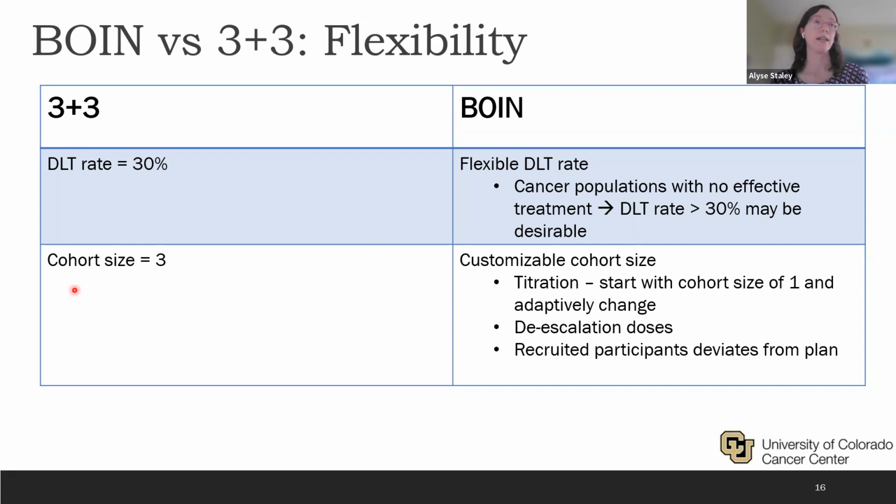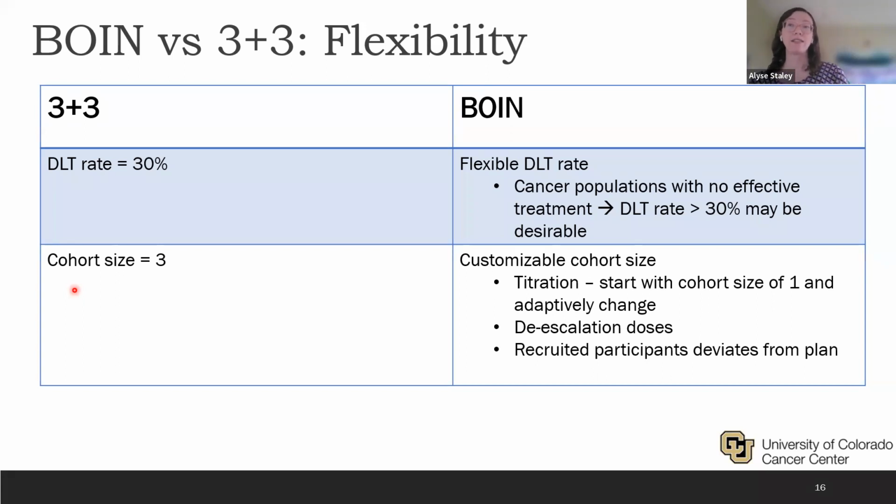Additionally, the 3+3 design has a set cohort size of 3, whereas the BOIN allows this to be customized. This is helpful perhaps if an investigator wants to use titration, where they might start with a cohort size of 1 and adaptively increase that to a larger cohort size. This might be used when there is a very small population of eligible patients and there's strong evidence that the first dose is very safe.